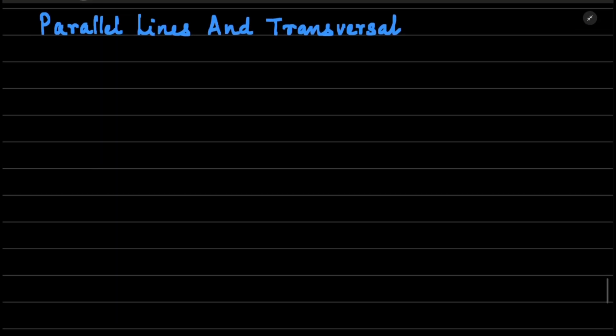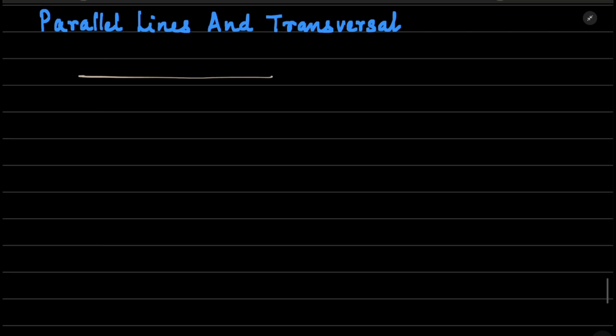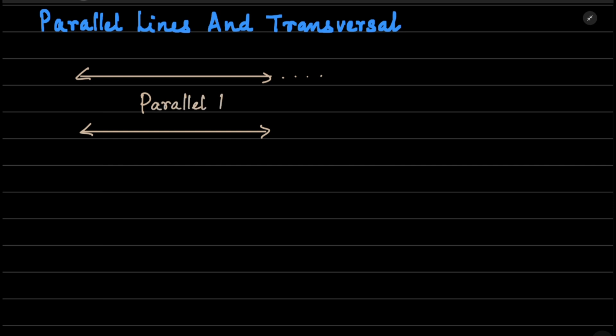The last topic of today is parallel lines and transversal. What do you mean by parallel lines? Whenever you have two lines that never meet each other, and they never intersect each other. Suppose one line is L and the other line is M, and these two lines will never intersect. So they are called parallel lines.